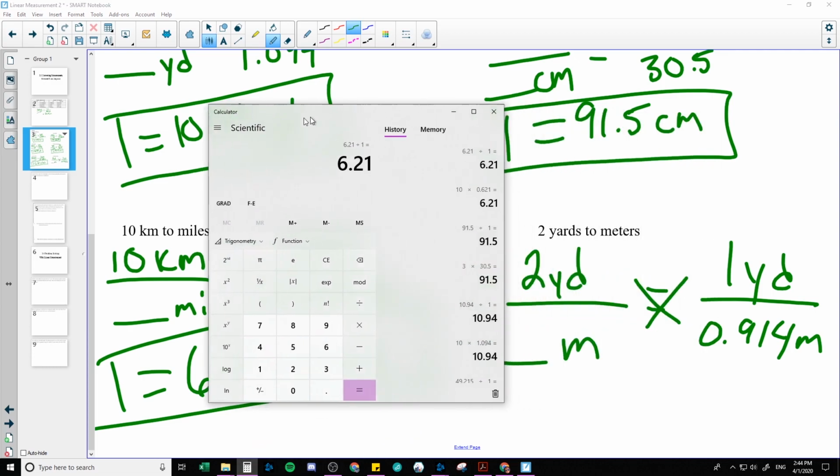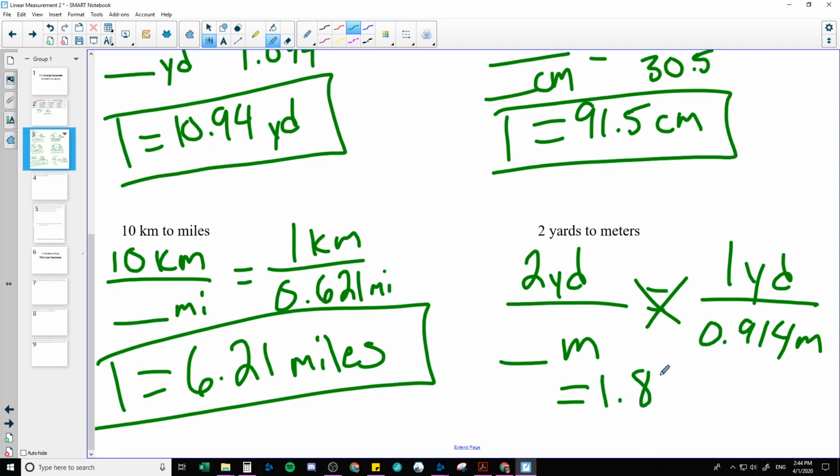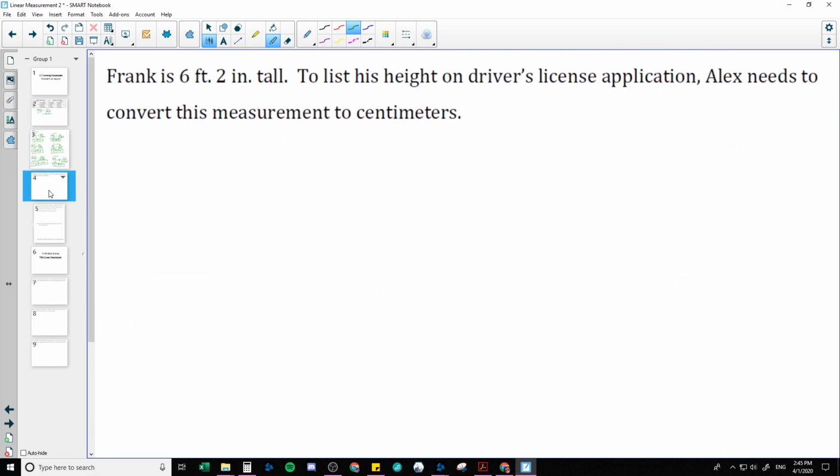Pull up our calculator here, and we go 2 times 0.914 divided by that 1, 1.828 or 1.83 meters. 2 yards is 1.83 meters. All right, so just like we were doing yesterday, all you do is set up your proportions into your cross multiplication and perform your cross multiplication, and you'll get the answer. Easy peasy lemon squeezy. All right, let's take a look at some word problems here.